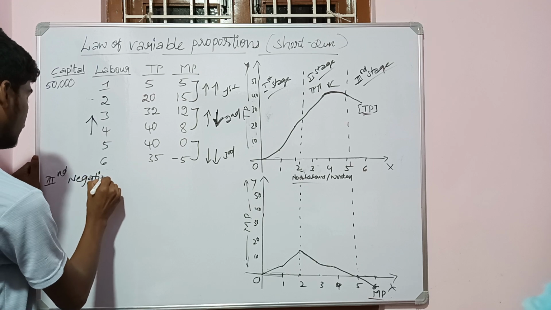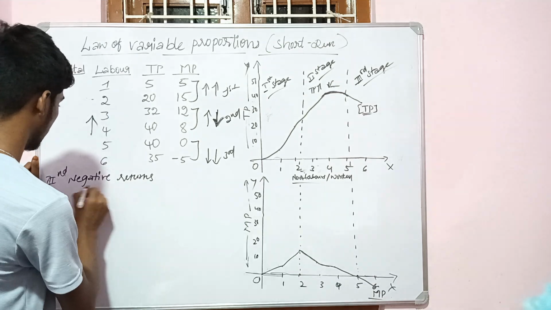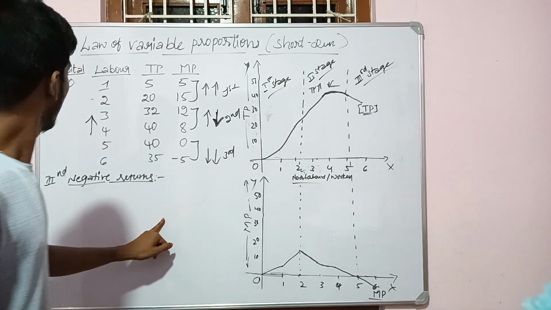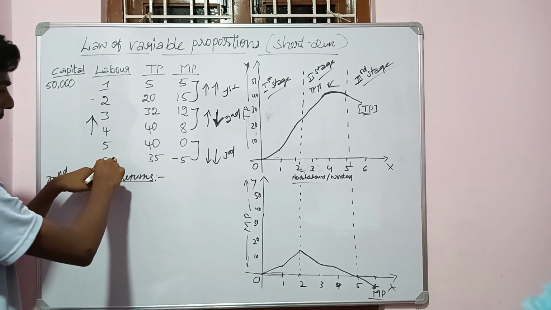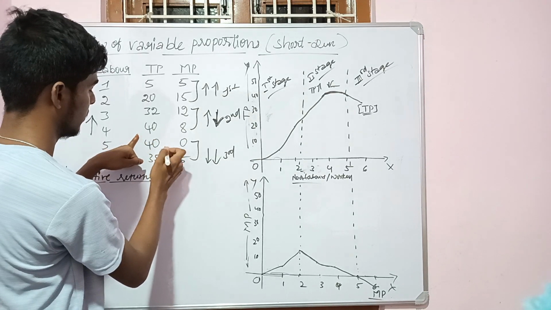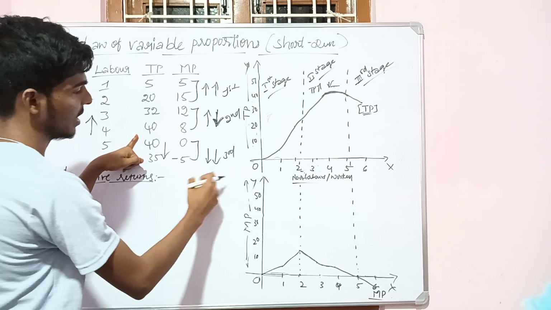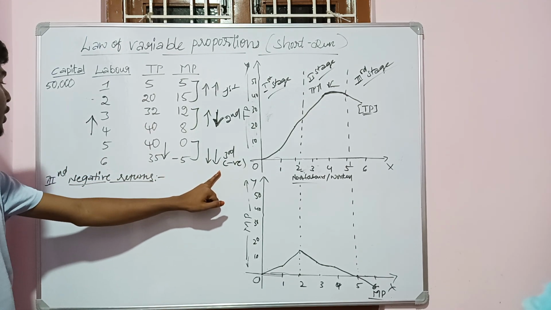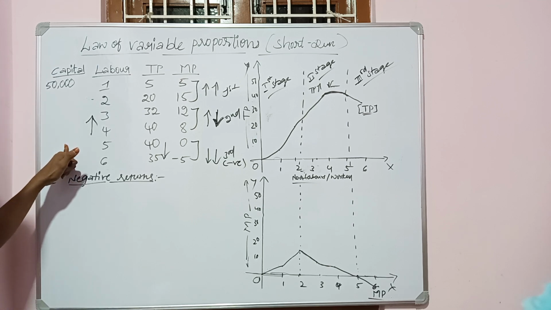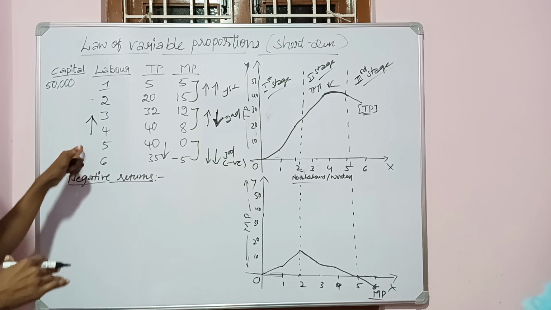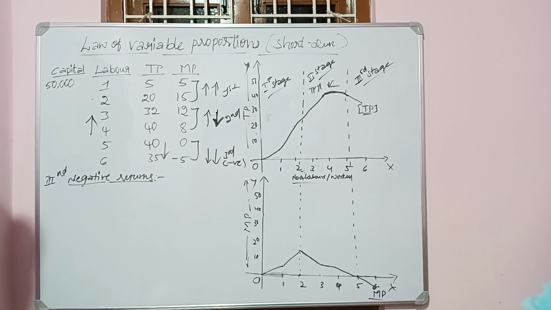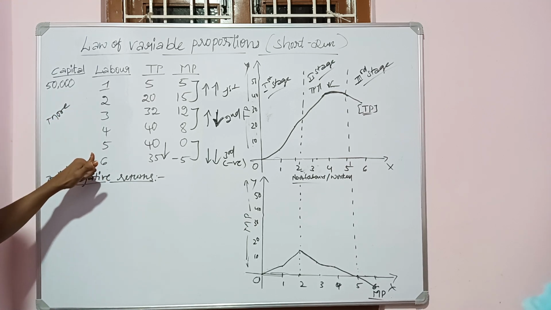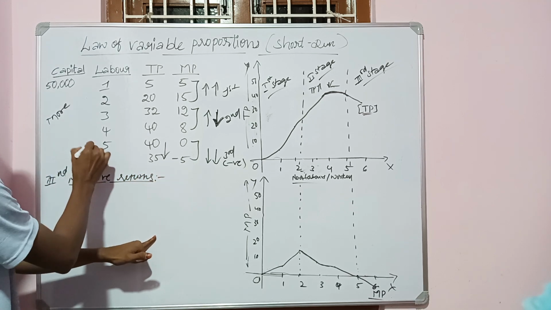Negative returns. After certain period of time, as the labors are increased, the total product started decreasing and the marginal product started decreasing and becoming negative. This is caused due to overutilization of resources and increasing n number of labors than actually required. More than required labors, as the firm is increasing, the output started falling down.